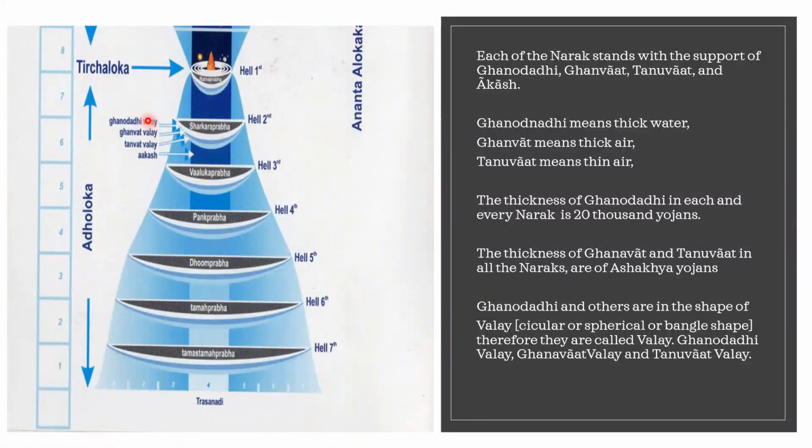Then you will see the Ghanodadi Valai. Just below Ghanodadi Valai, you have got Ghanvat Valai. Below Ghanvat Valai, you have got Tanvat Valai. Below Tanvat Valai, you have got Asankhya yojans of Akash. And again, the Bhumi of the Narkavas starts. So that is how you have to imagine it for each of the 7 Naraks.